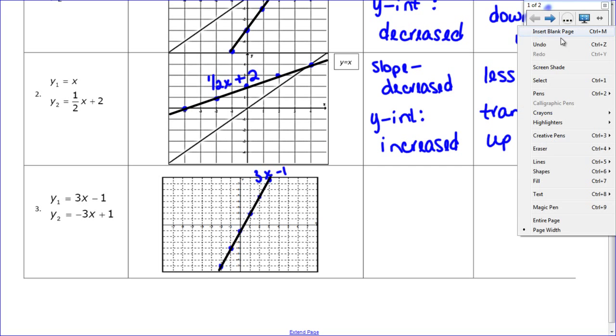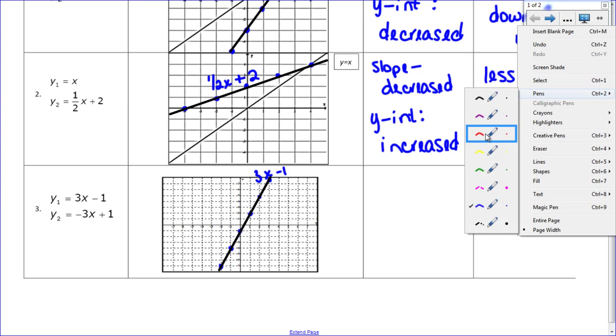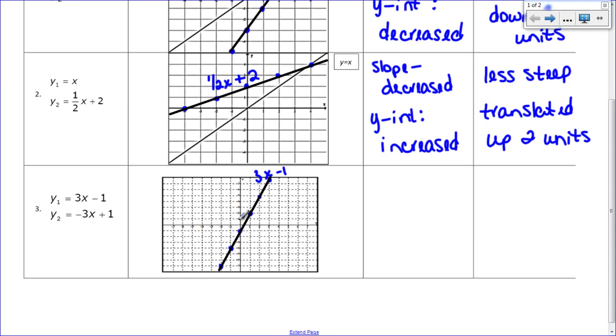And then I'm going to have to do my negative 3x plus 1. So let's grab a different pen here. This one has a starting point at positive 1. So that's my y-intercept. My slope is negative 3 this time, so I have to go down 3, 1, 2, 3, and over 1.